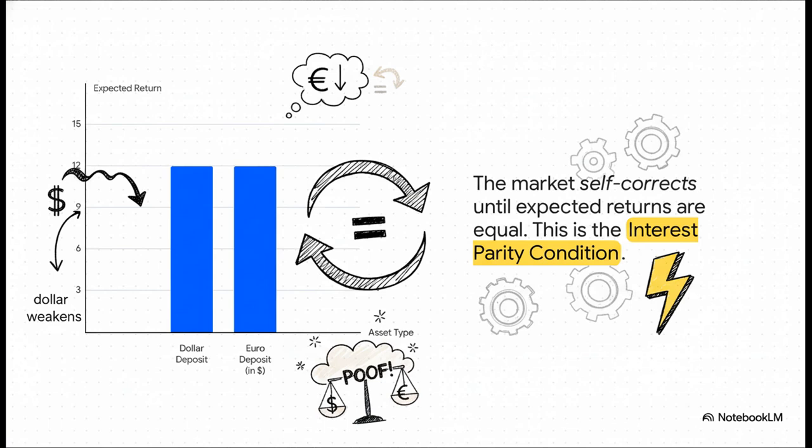See, as the dollar gets weaker today, there's less room for it to weaken in the future. This lowers the expected return on those euro deposits until, poof, the returns are equal again. The market finds its balance. This equilibrium state has a name, the interest parity condition.